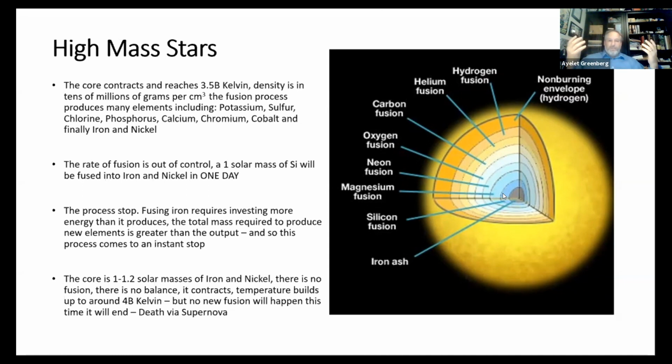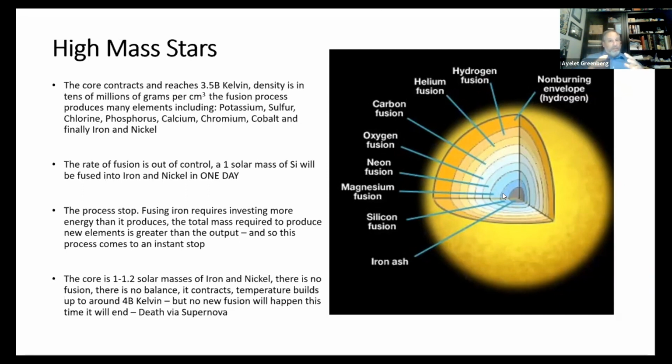And then the process stops. And the process stops because the process of trying to fuse iron is an endothermic process, and nature doesn't like that. Nature doesn't like to invest more energy than it's going to get. Also, the mass ratio doesn't work anymore. The amount of mass you would have to invest to fuse, and the byproducts of that fusion process actually weigh less than what you've invested. So the process basically stops. There is no more nuclear fusion happening in the core. We have an object that is getting more and more dense.